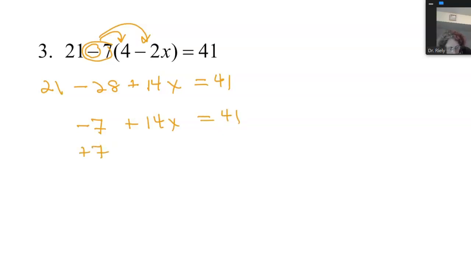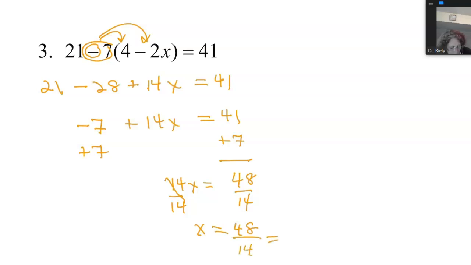I'm going to get the x by itself, so I'm going to add 7. I did the opposite operation. I have 14x equals 48. Divide by 14 to isolate your x. I have x equals 48 over 14. I could reduce it by dividing the numerator and the denominator by 2. And that's going to give me 24 over 7. And I'm going to stop there.